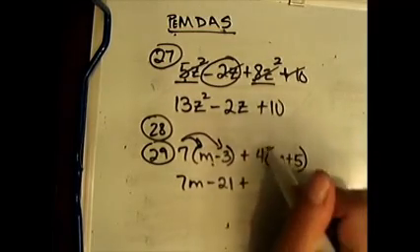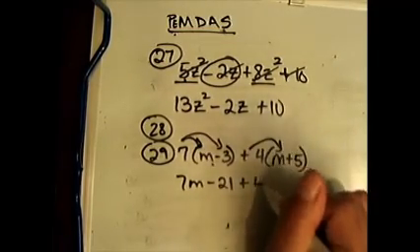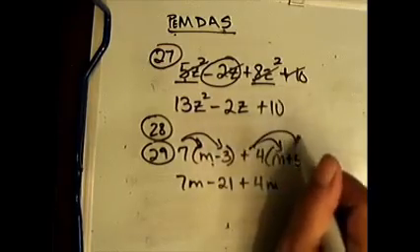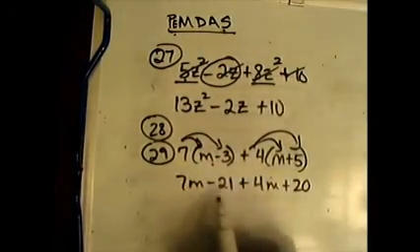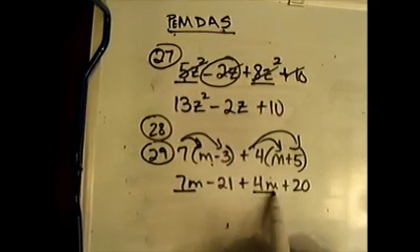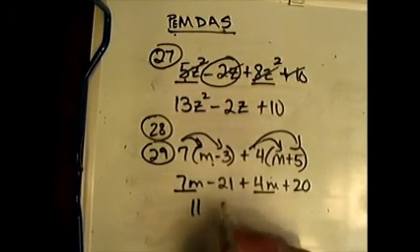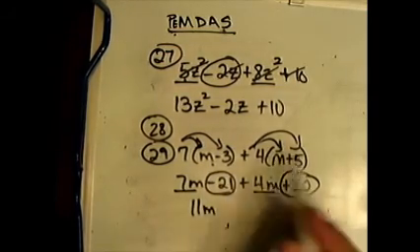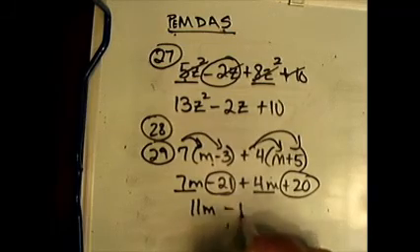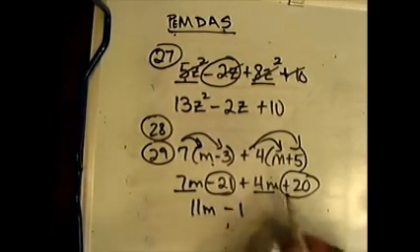Now let's do this one. 4 times m is 4m, and 4 times 5 is 20. Now you do add like terms. Here's an m, here's an m. 7 plus 4 is 11. Then you have a negative 21 here and a positive 20 here. Put those together, what do you get? Negative 1. That's your answer.